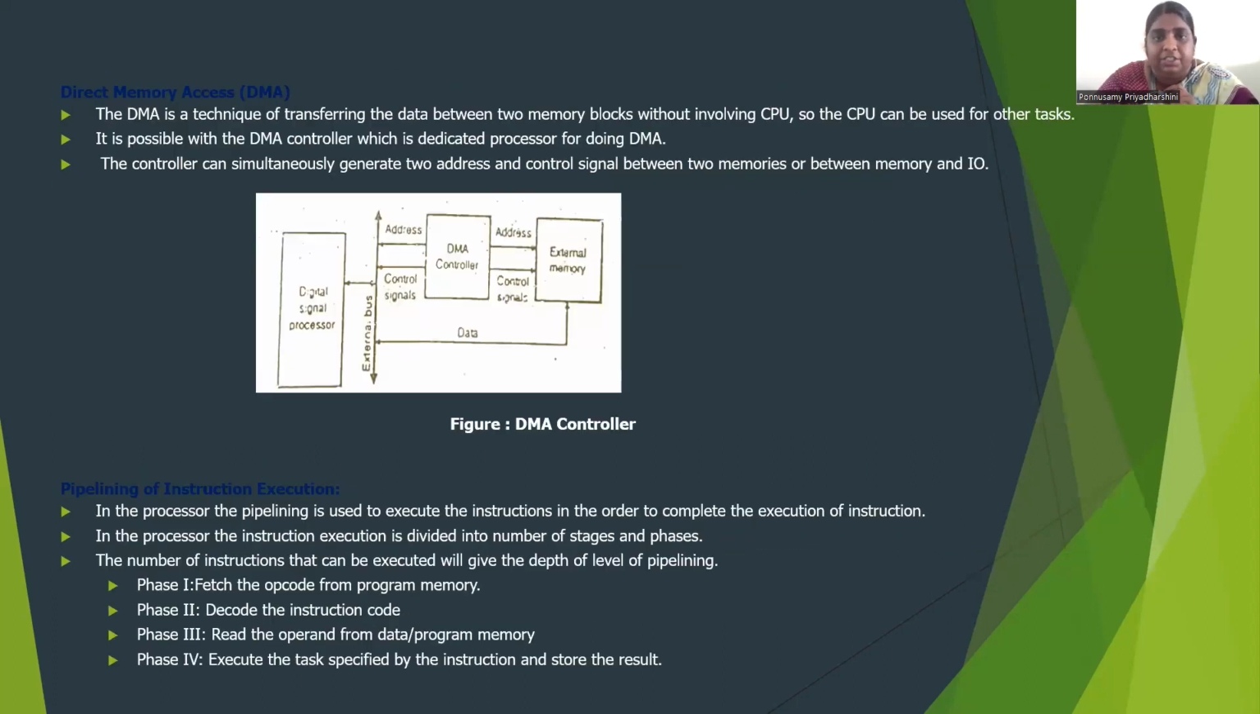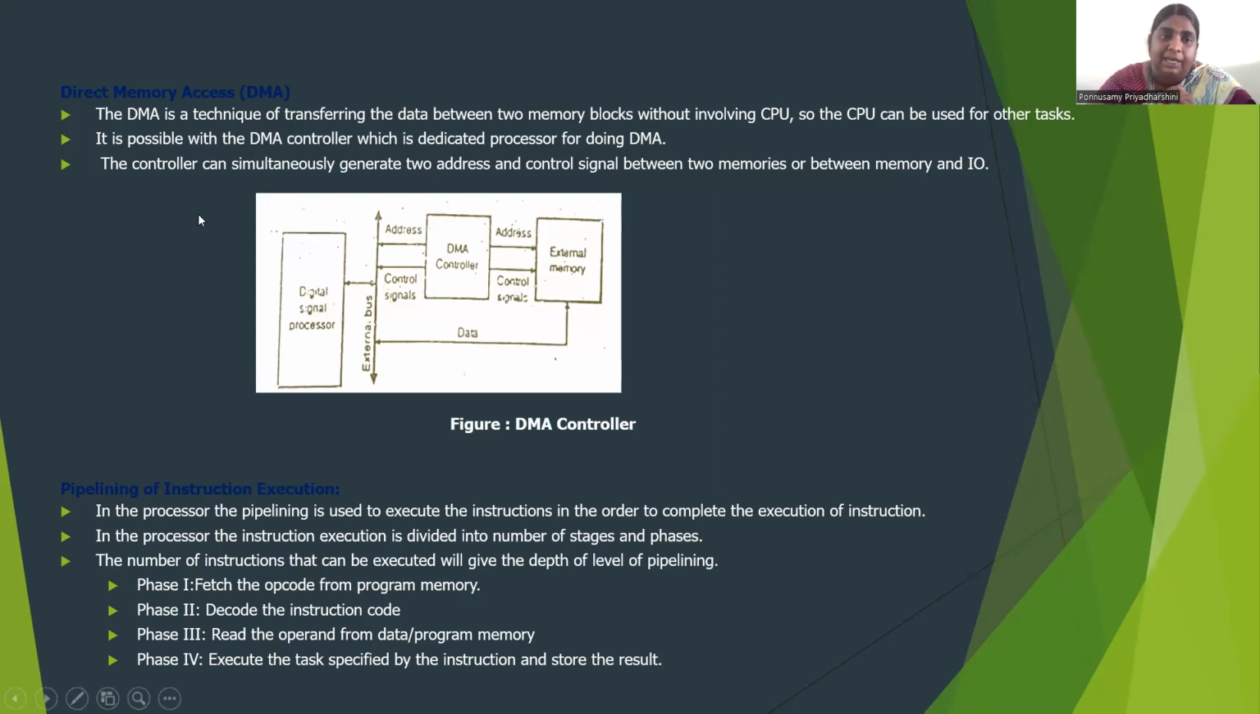The next main feature is direct memory access, that is the DMA technique. The DMA technique is the transferring of data between two memory blocks without involving the CPU, so the CPU can be used for other tasks. It is possible with the DMA controller. So we can easily transfer the data between the memory blocks with the help of DMA, which improves fast execution, and we can complete the work as early as possible.